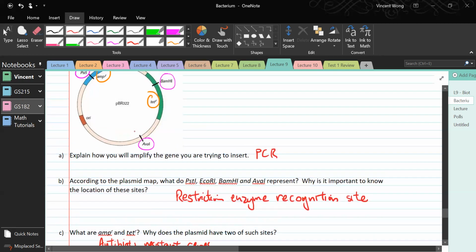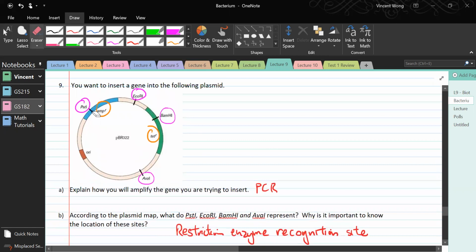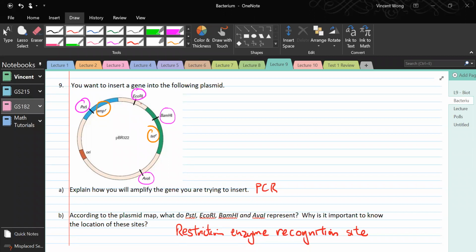Well, that has to do with the insertion site. If you insert the gene using PST1, then you actually interrupt the ampicillin gene. Then you will need the tetracycline for selection purposes. If you insert using BAMH, then you would disrupt the tetracycline resistant gene. Then you would be selecting using ampicillin. So by having more than one site, it gives you more versatility as to where to insert the gene.